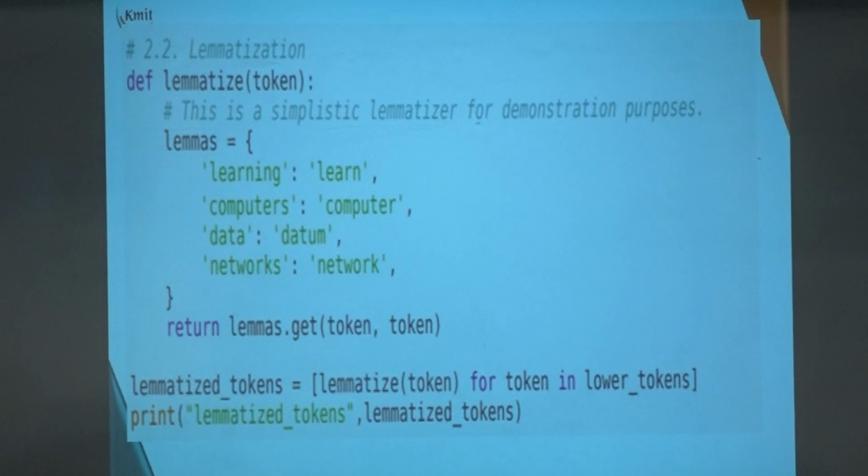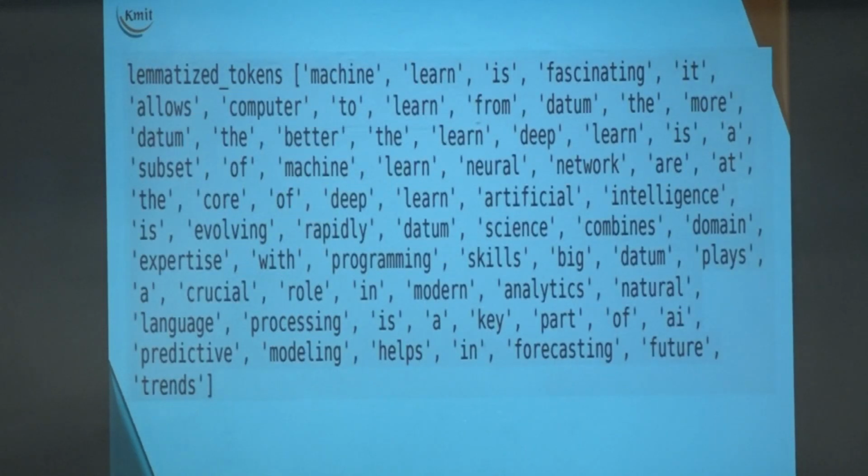Shall we check the output now? Yeah. So you can see now, can you trace any changes that have happened? Lemmatized tokens we have printed here. What is the change that you can see? Learn, the very first thing. Earlier what it was? Learning. So machine learning became now machine learn. Is fascinating. It allows. Computers became computer. Like that data somewhere became datum. So it is working. So now what you have done, the third step of pre-processing, you have lemmatized your code.